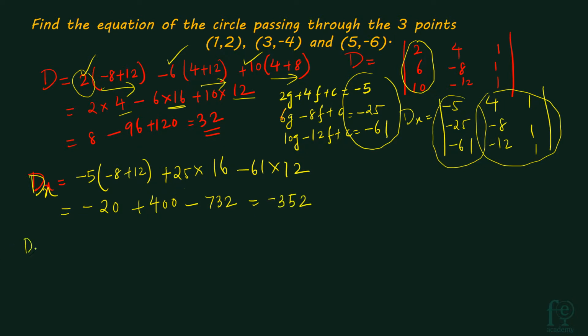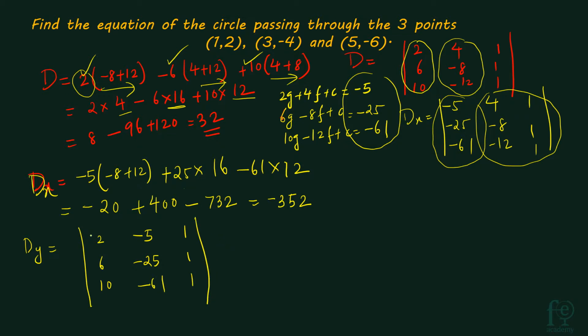Now you have to find out dy. So dy means you have to substitute the second column by the constants. So 2, 6, 10 and the second column will be replaced as minus 5, minus 25 and minus 61, and the third column will be 1, 1, 1. So this one you have to expand because the second column itself has changed. So you have to expand it once more. So dy will be given as 2 into minus 25, minus 61, 1, 1. So that we are excluding the row and the column containing 2.